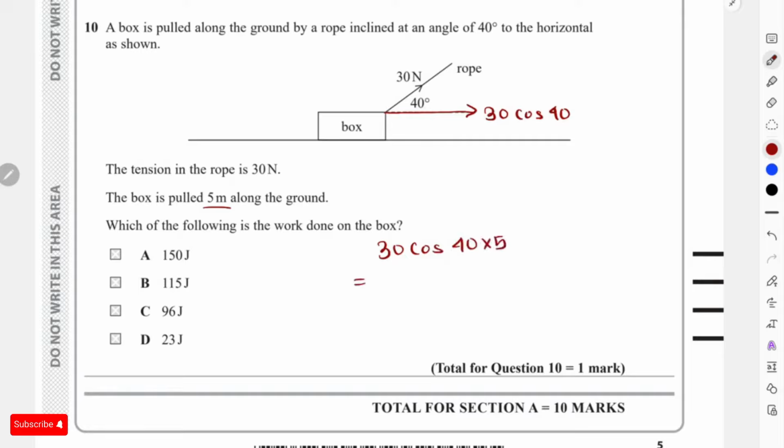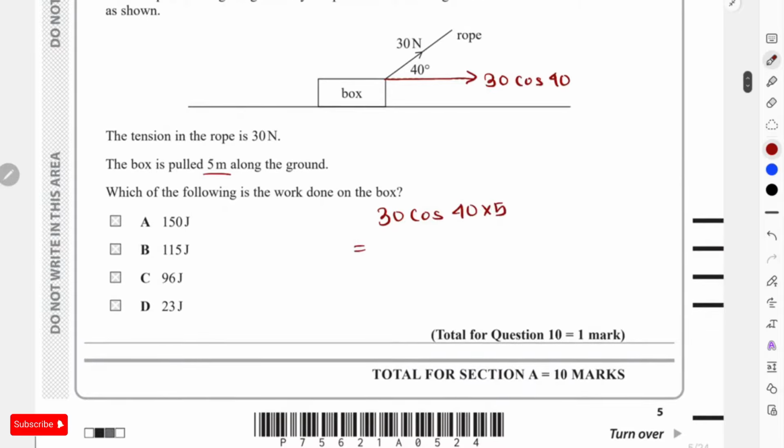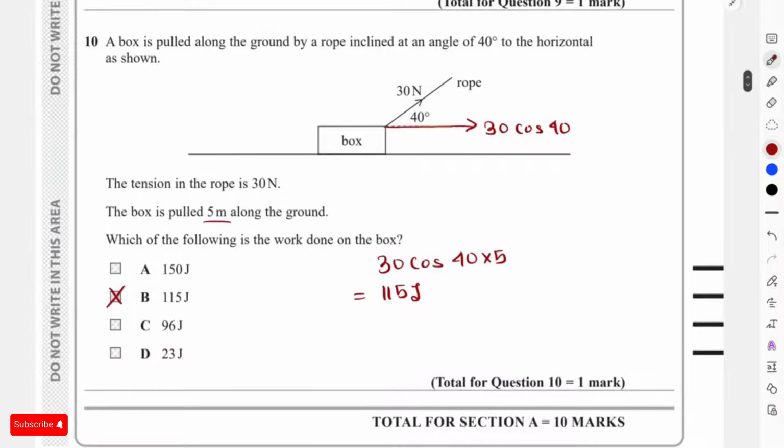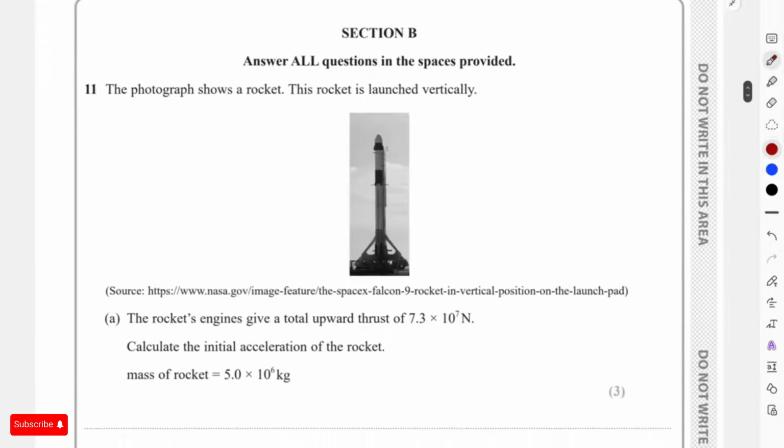If you calculate it, you get almost, sorry, not sure how much you get. You get 115, almost 150 joules. So in that case, option B is your correct answer for this. Right, so that is it. We are done with our section A. We'll move on to section B.